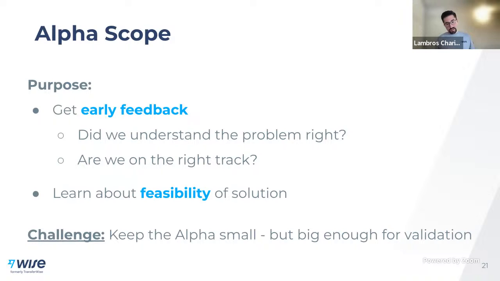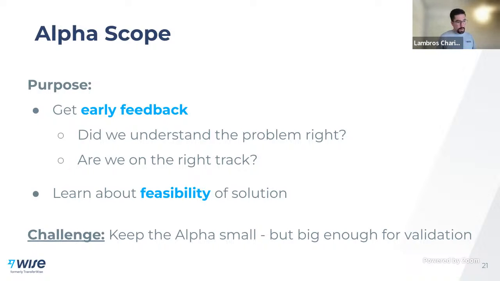So the question now is, we know it's Backstage. Now, what do we build? What is this alpha scope? First of all, what is the purpose of an alpha? Of course, you want to get early feedback. You want to find out, are you on the right track? Can we solve anything here? But you also want to learn whether it is feasible to use the solution.